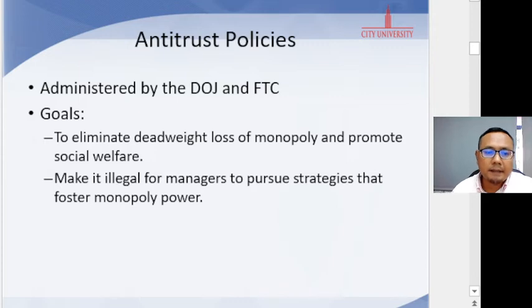So this antitrust policy attempts to eliminate the deadweight loss of monopoly by making it illegal for managers to engage in activities that foster or encourage monopoly power, such as price fixing agreements and other collusive practices.